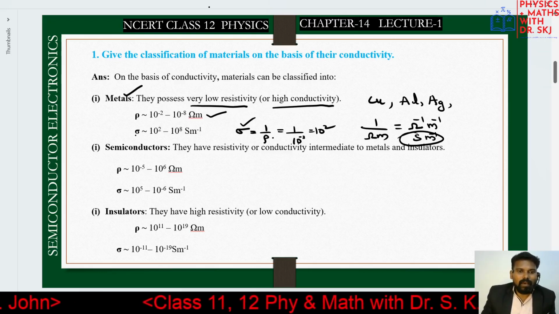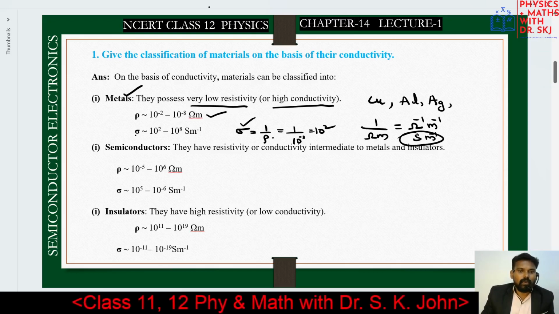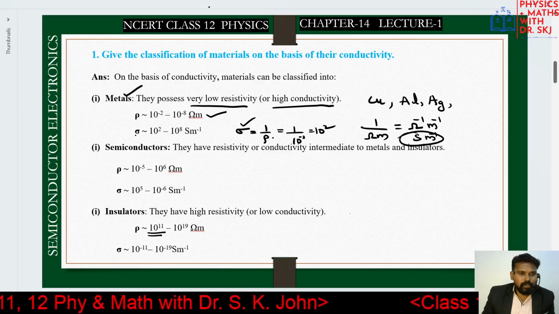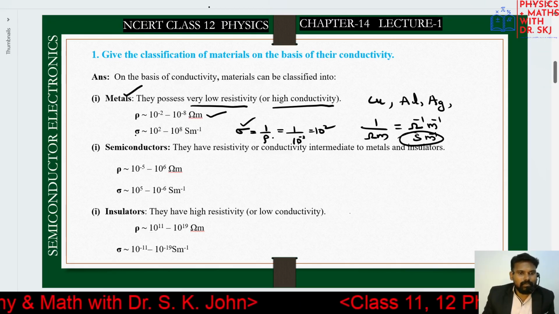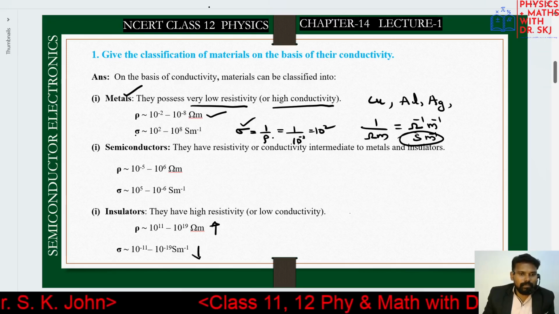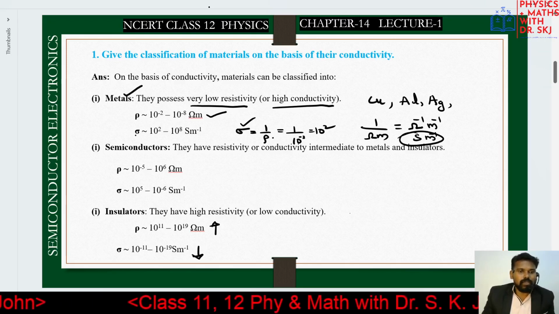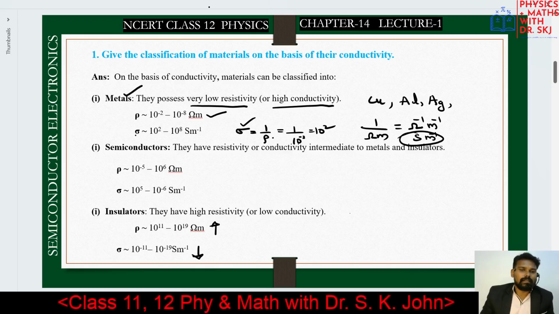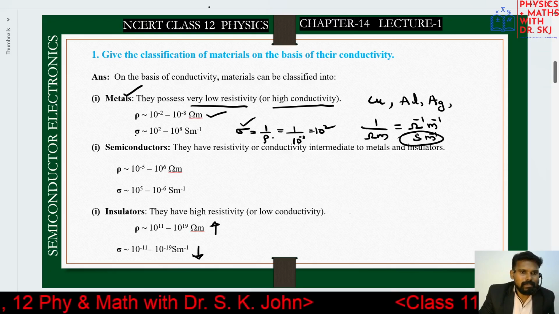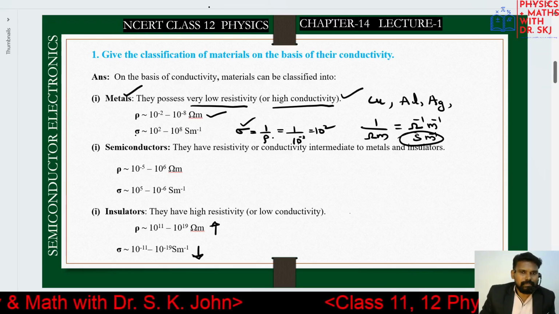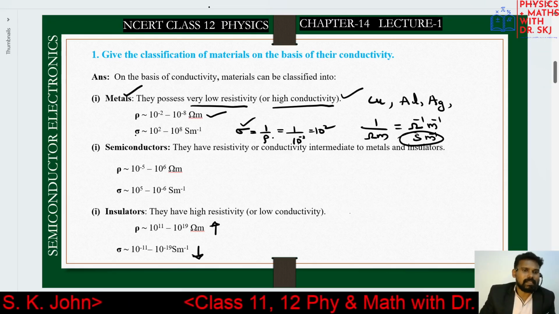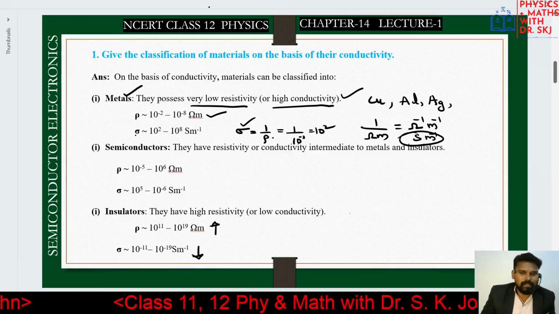Insulators have high resistivity or low conductivity. The resistivity is 10 raised to 11 to 10 raised to 19. Very high values, and the conductivity very small values. So insulators do not conduct electricity. Metals conduct electricity. In semiconductors, we will explain the case in detail in the coming lectures.